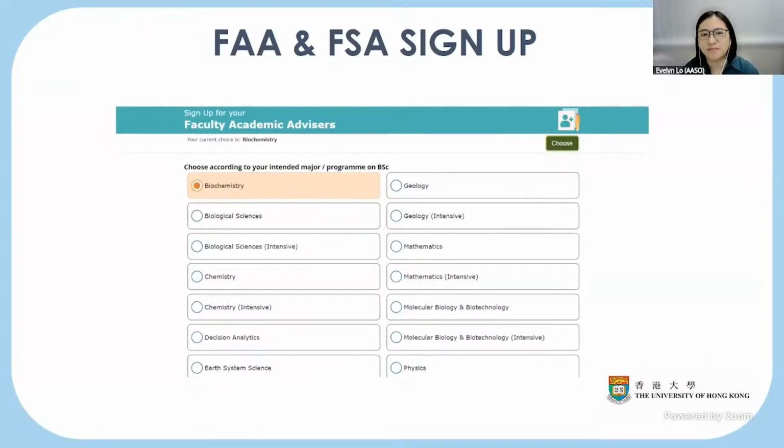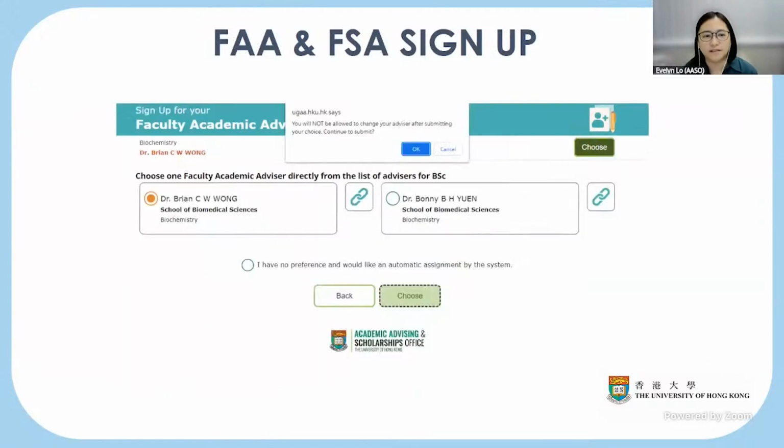It doesn't matter if you change in your year 2, your year 3, or maybe after the first semester you would like to change your intended major. It doesn't matter. This is not a declaration. It's just where the FAA would be from, that particular program. And then here you can see the link button, so you could check more information about that teacher. And if you have no preference, you could just click here, no preference.